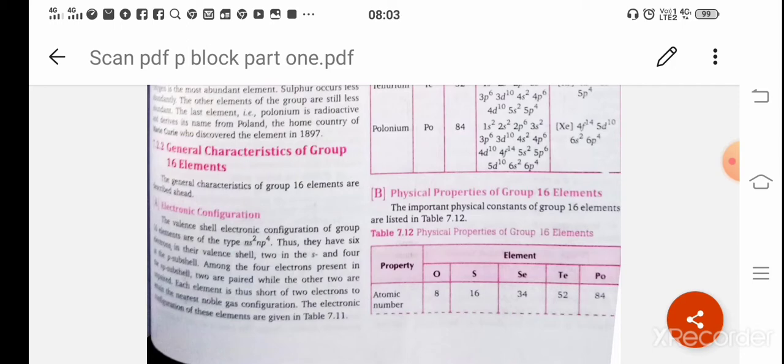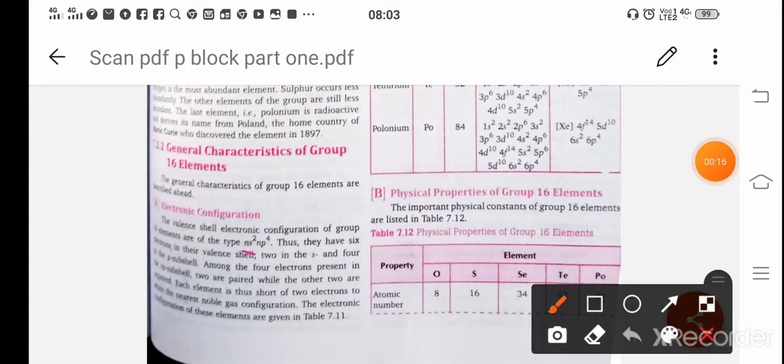The general electronic configuration of these elements is ns2np4. The elements in this group have 6 electrons in the outermost shell, 2 in s and 4 in p.